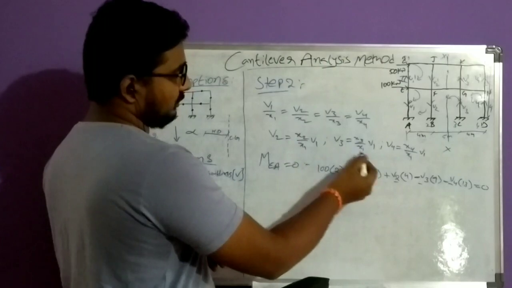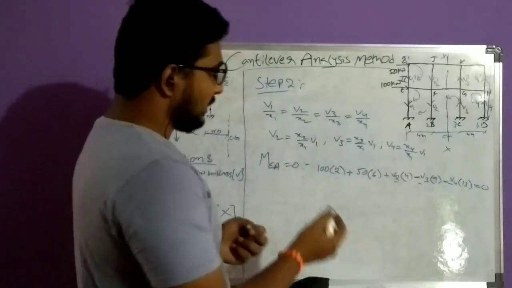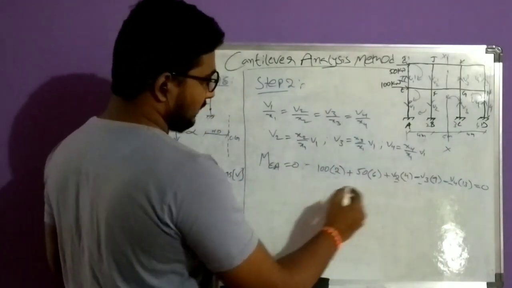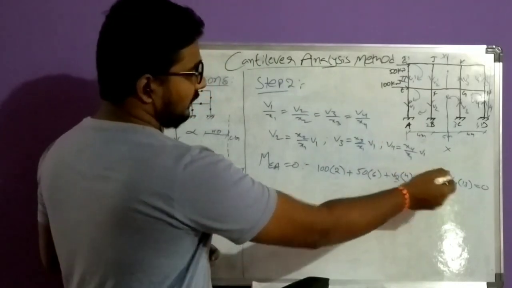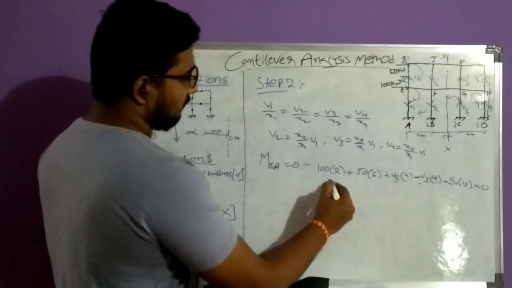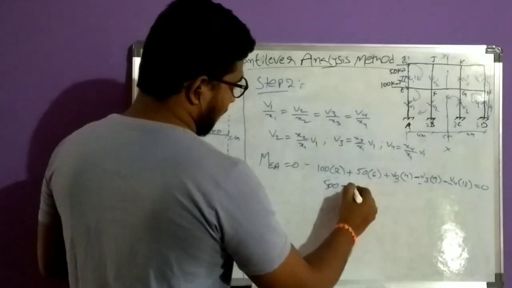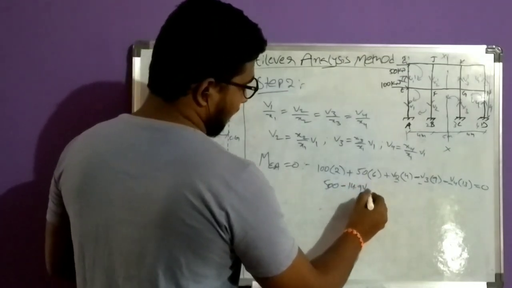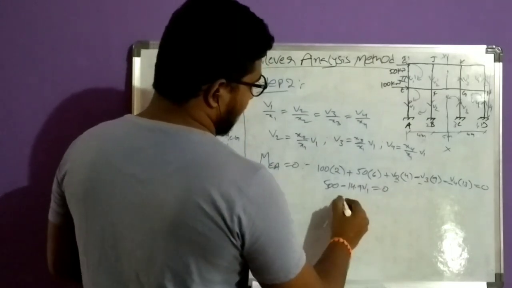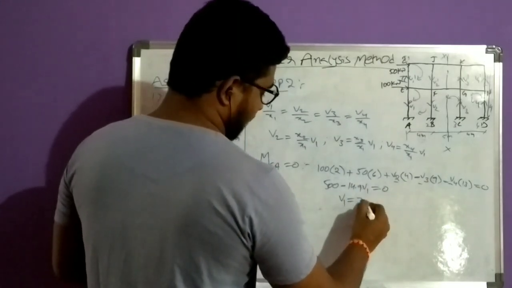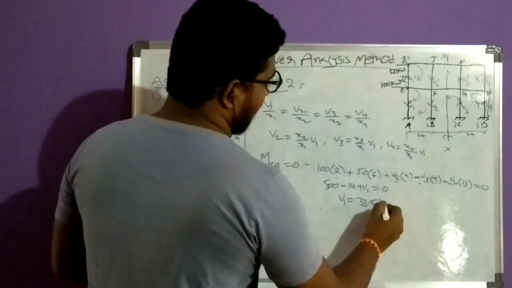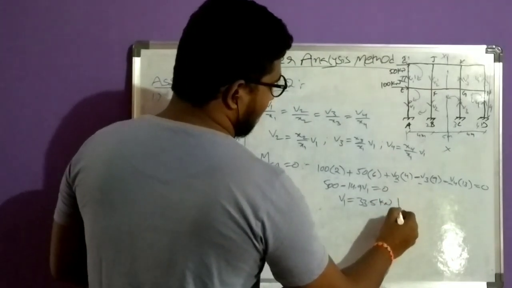We know the x1, x2, x3, x4 values from step 1. So after converting all these values, we enter the V2, V3, V4 values in terms of V1. So we will get 500 minus 14.9 V1 equal to 0. So here V1 equal to 33.5 kilonewtons downward.